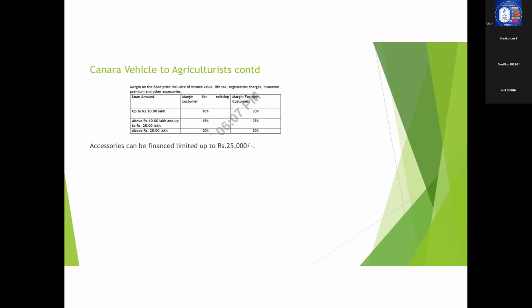Okay. So, accessories can be financed up to 25,000. It is not for agriculture alone, it is for everywhere, but I have just shown it in this slide alone. Accessories can be financed up to 25,000 for all the categories. So this is also a common question. What is the maximum value of accessories that can be financed under Canara vehicle loan scheme? It is across all the categories, that is Canara vehicle, green wheel, agriculturist, or even normal vehicle.